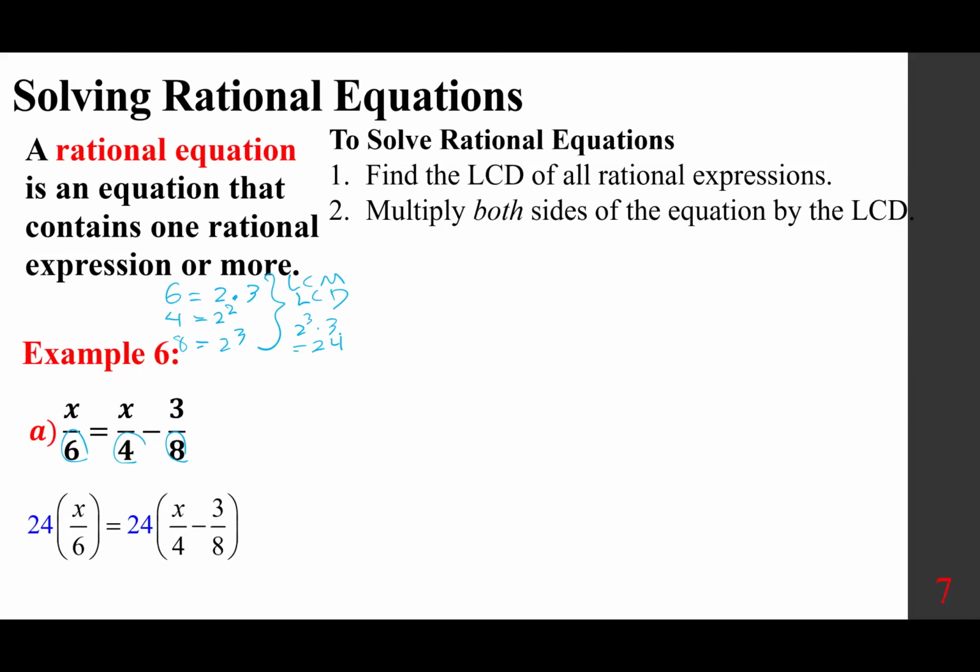All right, when we do that, this goes away, this becomes 4. For this one, when you multiply by this, 24 cancels out the 4, and you get 6x. When you multiply by this one, 24 cancels out the 8, and you get minus 3 times 3. And so that's what we get.